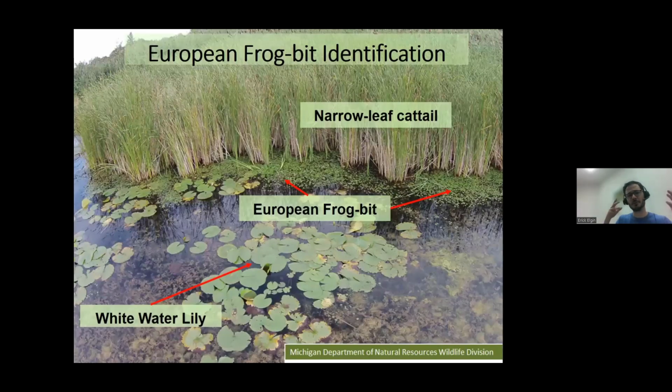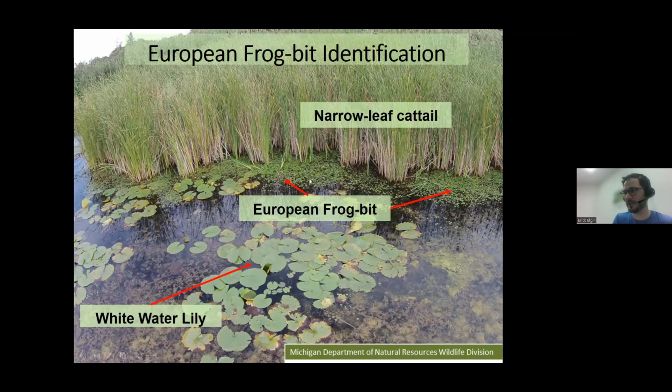So just taking a zoomed out view, if you're standing on a boat, since these are free floating plants, they get pushed with the wind. And so you might see them pushed up against the shoreline or other emergent plants. So what we see here is narrowleaf cattail, and we see our native white water lily in front of us.